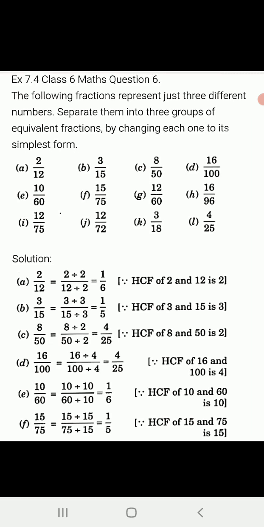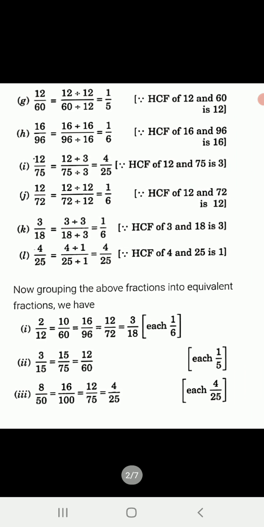15 by 75, both can be divided using the 15 table. So 15 divided by 15 is 1, 75 you will get 5 times in 15. You get 1 by 5 here. In G question, 12 by 60. Both are divided by 12, you get 1 by 5. 16 by 96, both are divisible by 16. When you do that, you get 1 by 6 here.